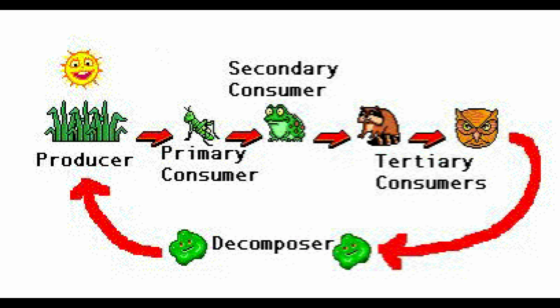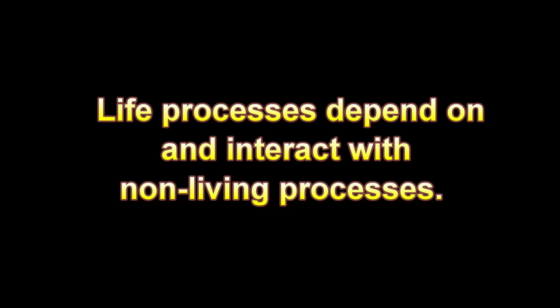One thing all living creatures have in common is feeding, where on Earth, plants get their energy from the sun, and the plants themselves are consumed. And eventually these consumers are decomposed, and those nutrients are recycled to the plant. Life processes depend on and interact with non-living processes.